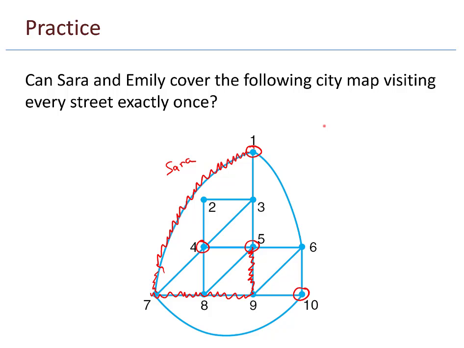Now, Emily needs to start at a vertex with odd degree, so her choices are either 4 or 10, and she ought to be able to make it from 4 to 10, hitting all the remaining edges. Let's give it a try. Let's say she starts at 10. Aha, and look at that. She was successful. So between the 2 people, we have 2 Eulerian trails that can cover the whole graph.